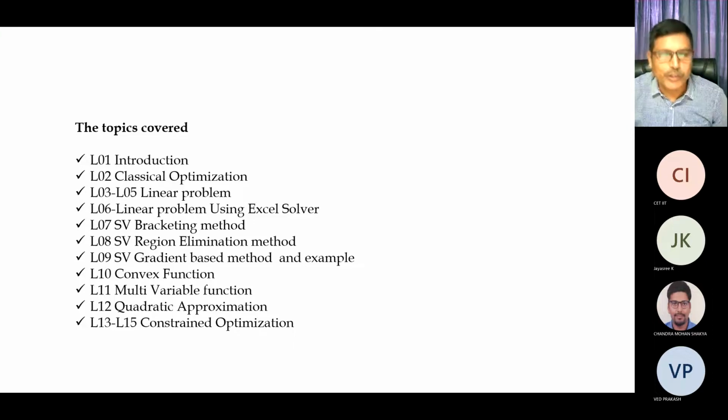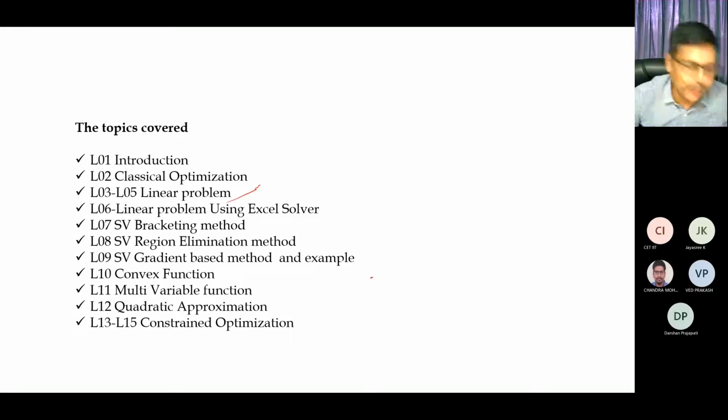I've explained what optimization is. I think right now you know what optimization is and where we can apply optimization methods. And then we also discussed classical optimization. I said that we have classical methods as well as non-classical methods. So far we have discussed mainly classical optimization methods, and initially linear programming, where the objective function and the constraints are linear in nature.